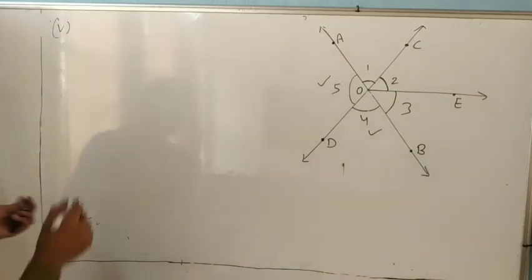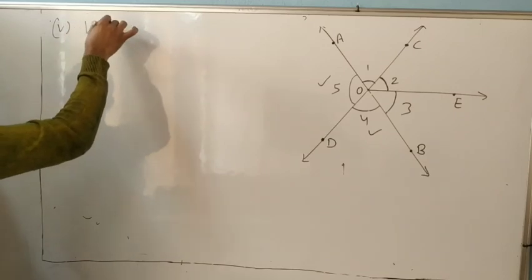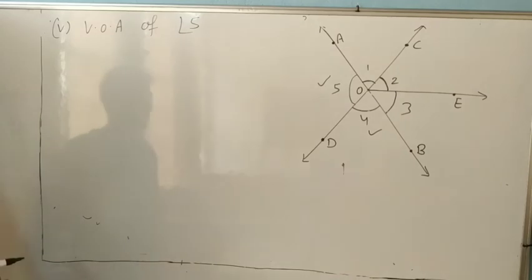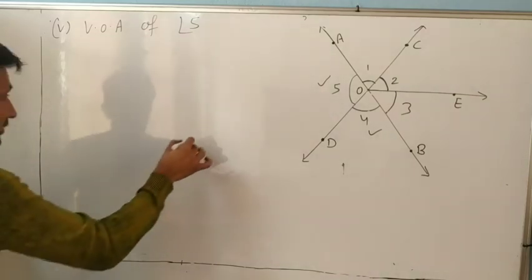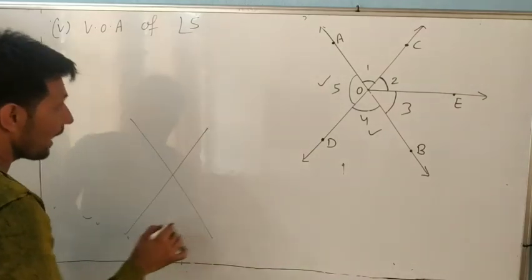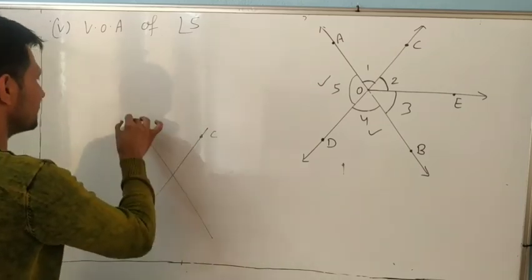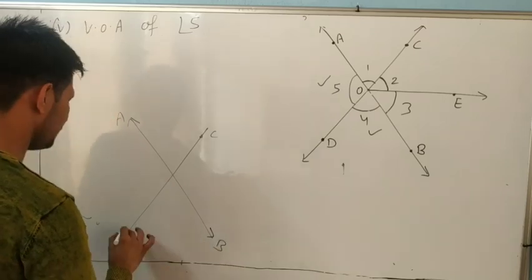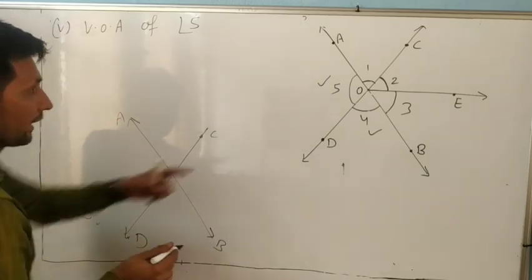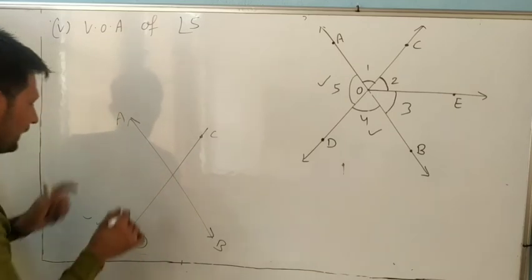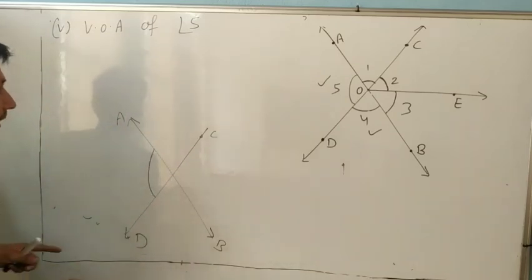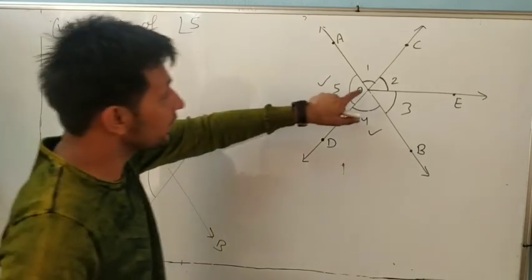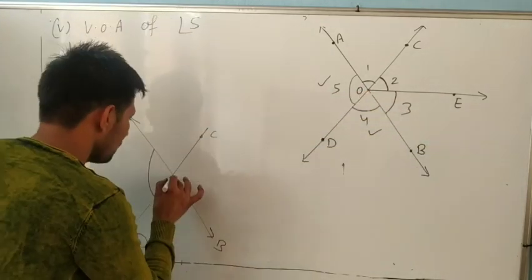Now, the sixth part. What is the vertical opposite angle of angle 5? So look here. First we will draw a line. Angle 5. It is C, it is A, it is B, it is D. Now angle 5 is between A and B, and it is opposite of this angle between C and B.